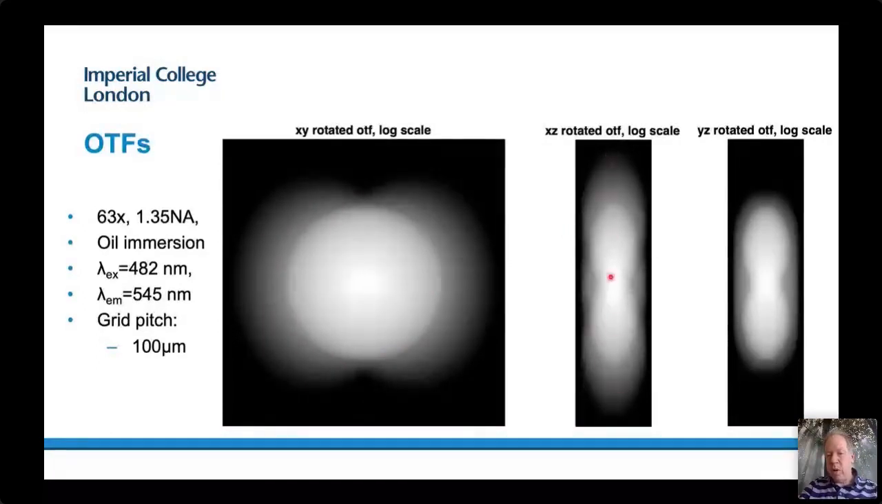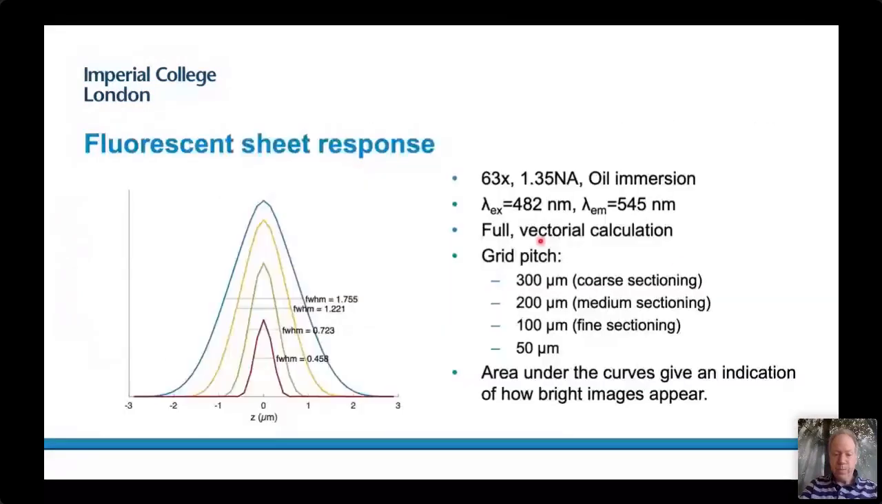But very importantly, if we look in the XZ and YZ directions, we see that we're filling in that missing cone. And that's where we're getting our optical sectioning from.